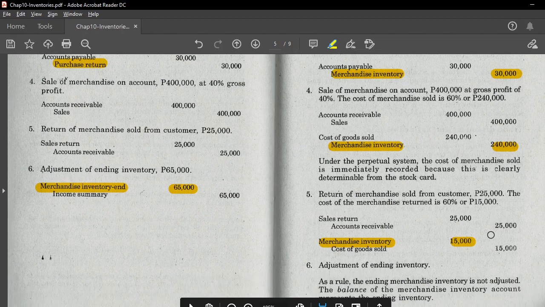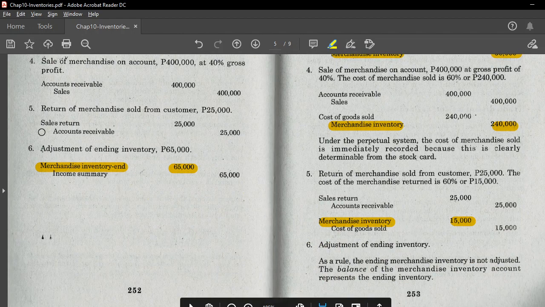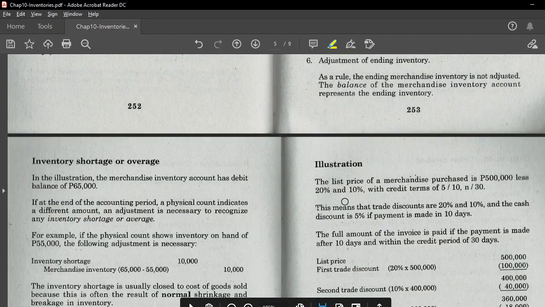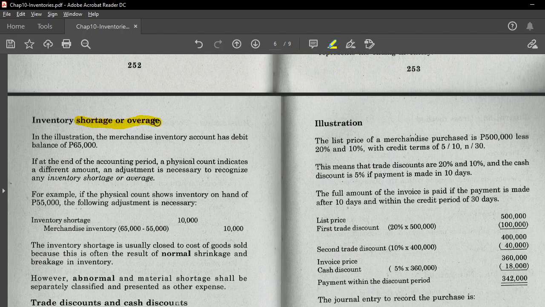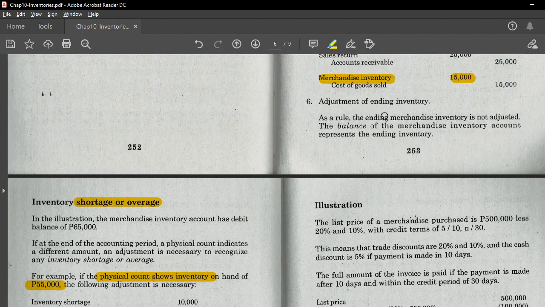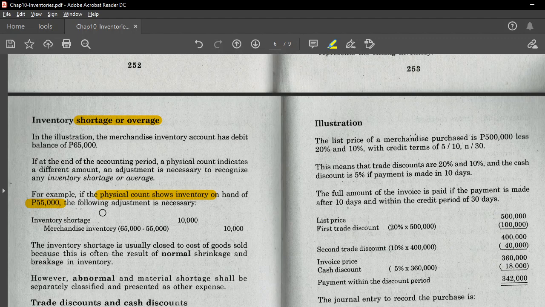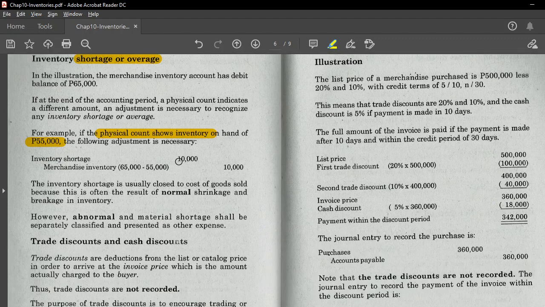Now, what if sa imuhang entries diri sa perpetual, dili siya equal sa imuhang physical count? So, andito yon. Shortage or overage. What if daw, pag count ni mo, ayan, the physical count shows that your inventory is just 55. Therefore, na-short ka. Kay ang imuhang records nag-ingon 65, pero pag ihap ni mo si mong bodega, 55 na lang. Siguro gibulsa to si mong mga empleyado. So, may kulang na 10. So, ang gagawin mo doon, pwede decrease your inventory, kulang pala ng 10. And then, your inventory shortage.